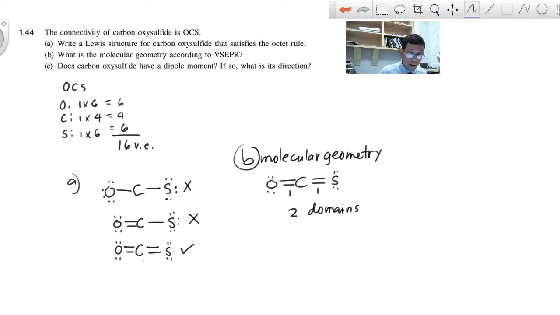Yeah, 2 domains, and they're both bonding domains. So therefore linear. 2 bonds, 0 lone pairs. So therefore our molecular geometry is linear.